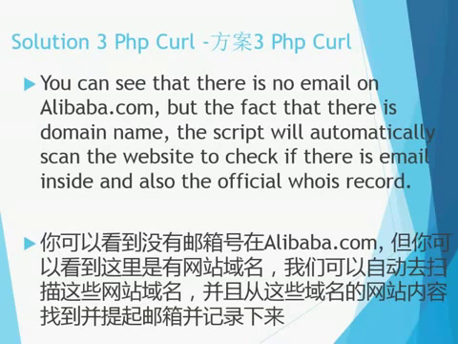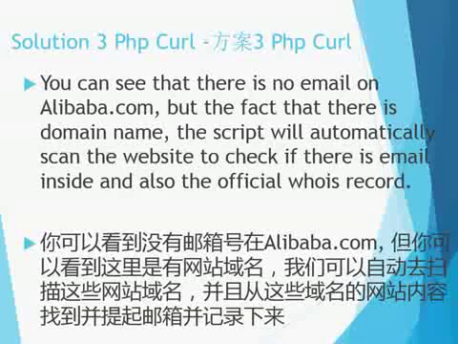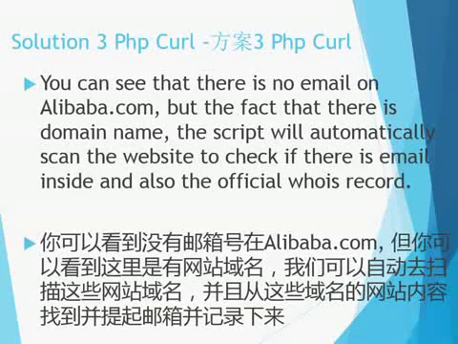So you can see that there is no email address on Alibaba, but there is a domain name. It's what we just did. From the domain name, the script has automatically scanned all the email addresses on the website and also on the Whois record. It's what I explained in the folder PHP Whois 422.